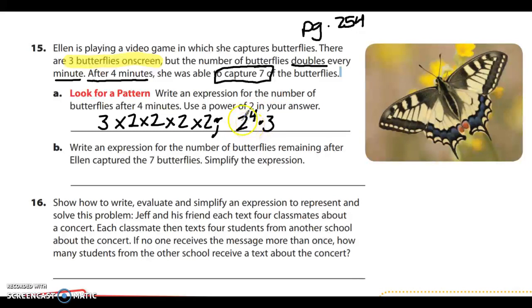Now why did I reverse those orders? Because we go from least to greatest when it comes to the base. So we've got 2 to the 4th power times 3. Wouldn't really matter if you wrote 3 times 2 to the 4th power, but that's the answer to A.